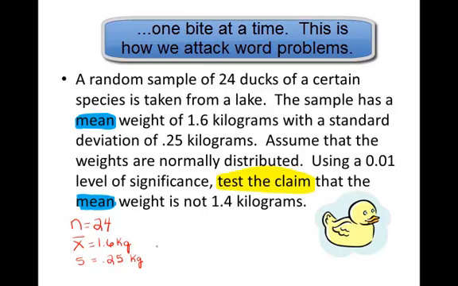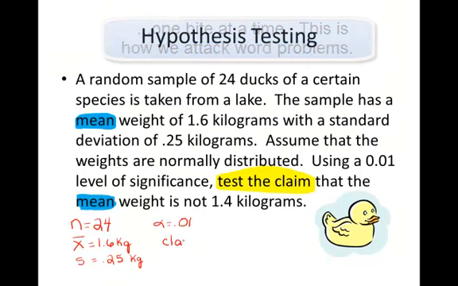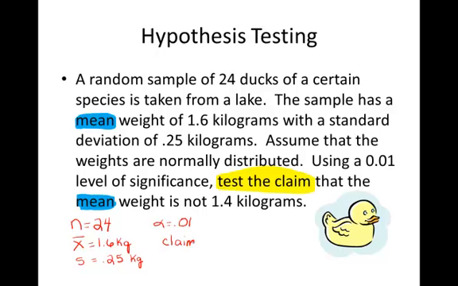The next sentence says, assume that the weights are normally distributed. Well, we have to know that to be able to do the problem. Nothing new there. The next phrase, using a 0.01 level of significance, that's our alpha. That's an important piece, so I'm going to write it down next. It says test the claim. Well, in hypothesis testing, the claim is very important. So I'm going to write the word claim, not only using symbols, so I know what I'm talking about.